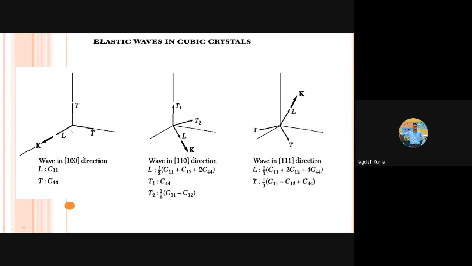Similarly, there will be two transverse modes which will be perpendicular to this. The propagation direction of the wave is the 100 direction, but the oscillation of the particles is possible either this way or this way. In both cases, for the 100 direction, the velocity was dependent only on C44, that is the square root of C44 by rho. We have discussed it. So whenever waves propagate in a cubic crystal along the 100 direction, the two transverse modes are degenerate to each other. They have exactly the same characteristics.